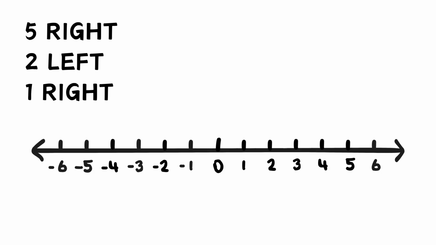Can you write the expression that tells us to go 5 to the right, then 2 to the left, and finally 1 to the right? Pause and see if you can do this and come back to see the answer.